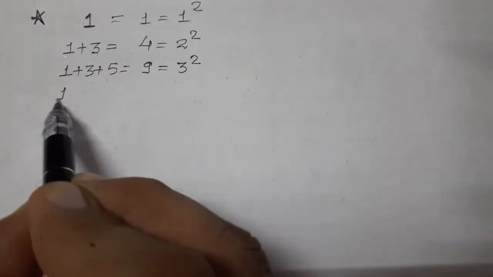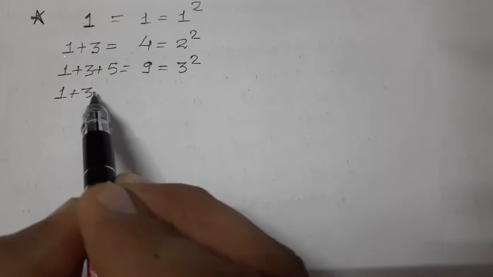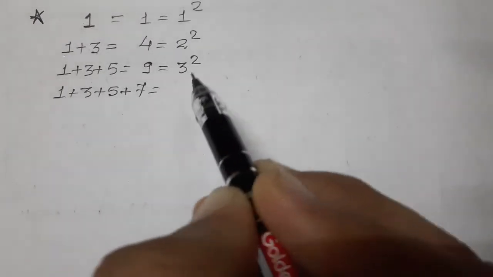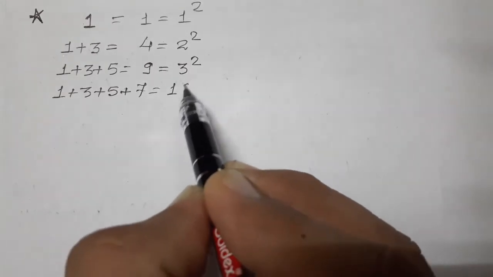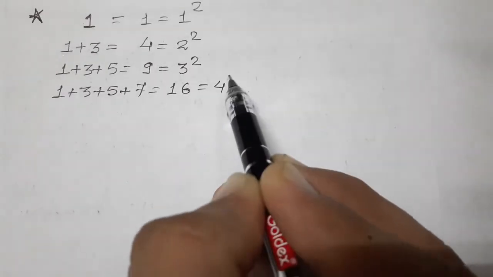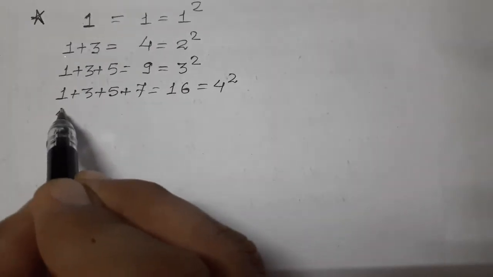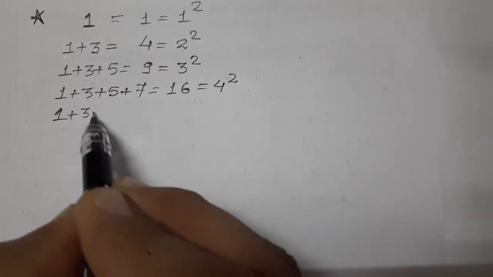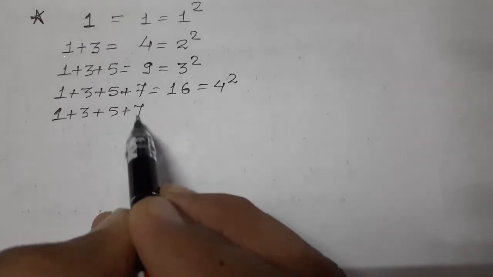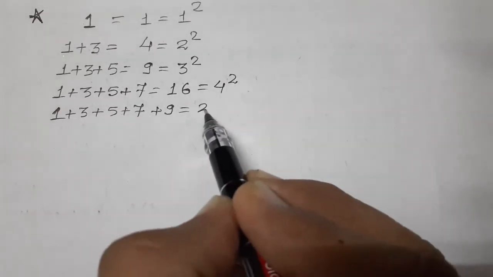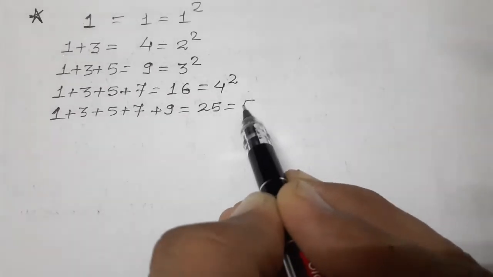Now let's add 4 odd numbers. 1, 3, 5, 7. So what will we get? 16. 16 is the square of 4. Now consider more numbers. Now let us add one more. 1, 3, 5, 7 and 9. So we'll get 25. And 25 is the square of 5.